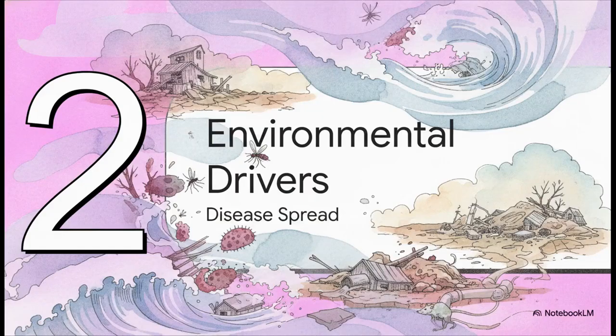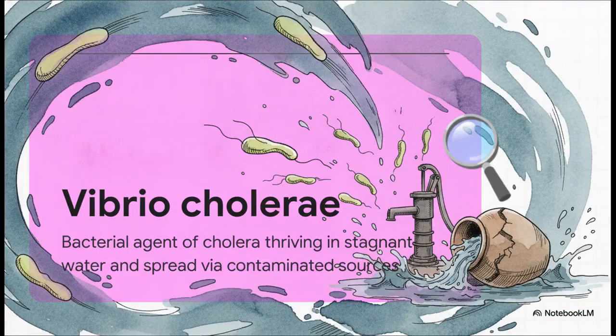That brings us to Section 2, environmental drivers of disease. Before we go any further, we really need to clearly define our main threat here, Vibrio cholerae. This is the causative bacterial agent of cholera. What's absolutely vital to understand, and to include in your essays, is that this bacteria naturally thrives in stagnant water. So when those massive floodwaters finally stopped moving and just stagnated across the plains, they created this perfect nutrient-rich breeding ground. The bacteria just rapidly multiplied, basically waiting to enter the human water supply.